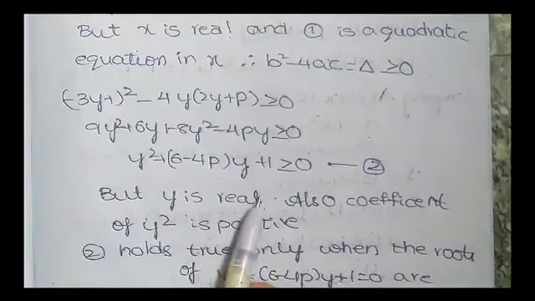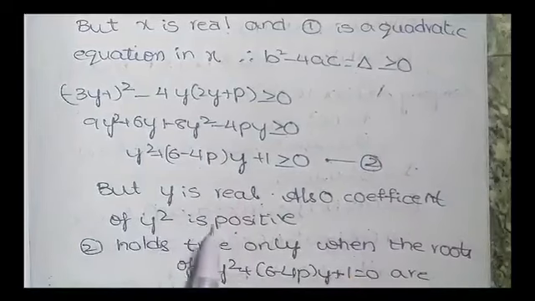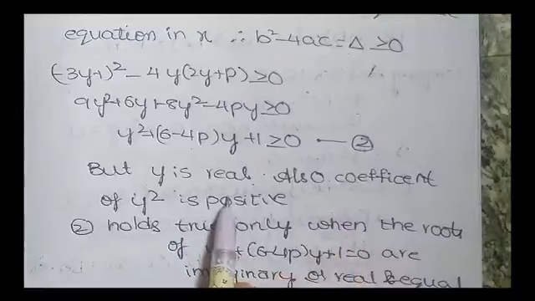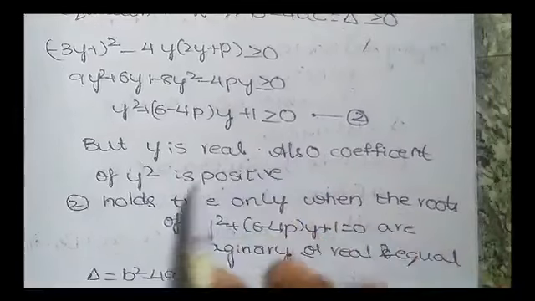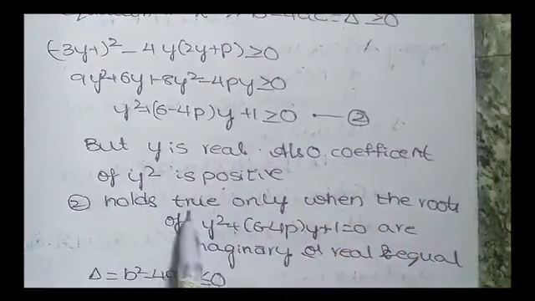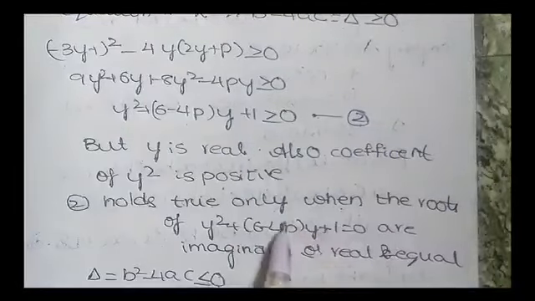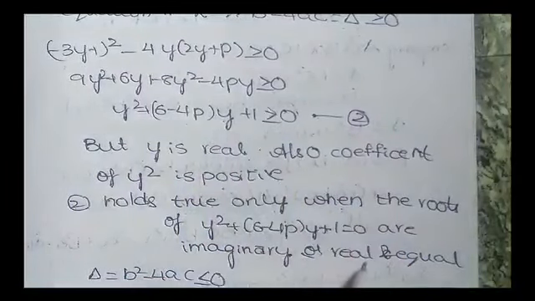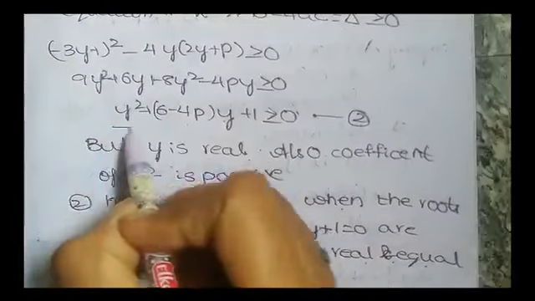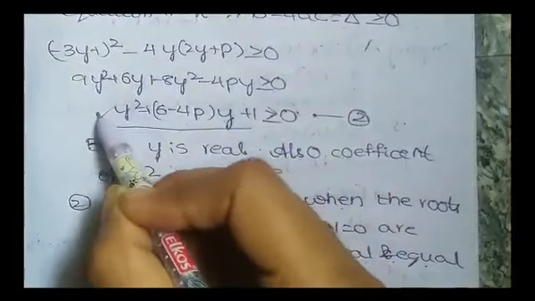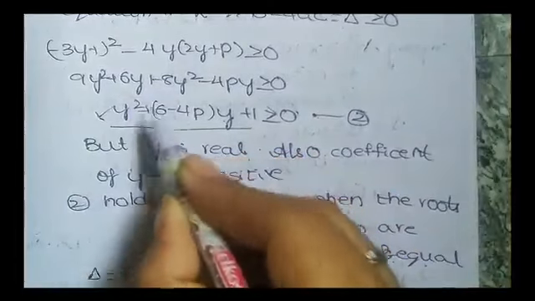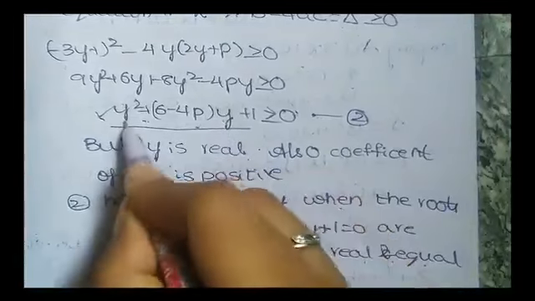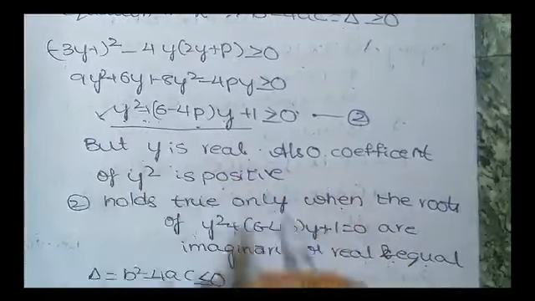But y is real. Also the coefficient of y square is positive. So this equation holds true, that is greater than or equal to 0, when the roots are imaginary or real and equal. So this equation will hold when its discriminant is less than or equal to 0. Then only this equation is applied, because y square is positive and they given y is also real.